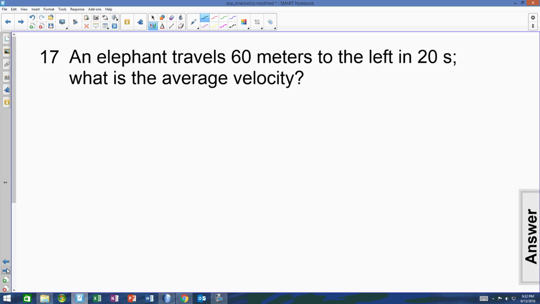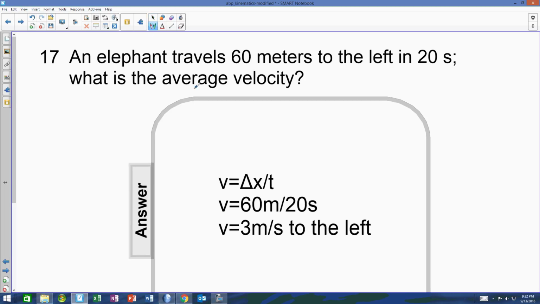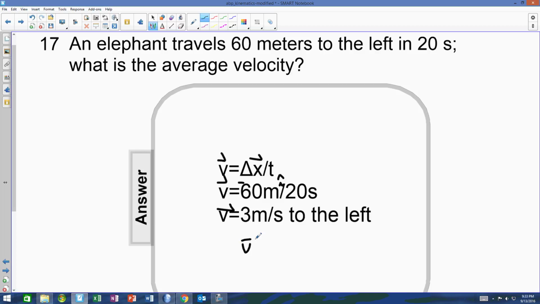An elephant travels 60 meters to the left in 20 seconds. What is the average velocity? Pause the video now to solve the problem. Okay, so let's take a look at the solution. Okay, so we have the average velocity is equal to the displacement divided by time. The velocity is equal to negative 60 meters I-hat divided by 20 seconds. And that's going to be 3 meters per second to the left, or the velocity is equal to negative 3 meters per second I-hat.